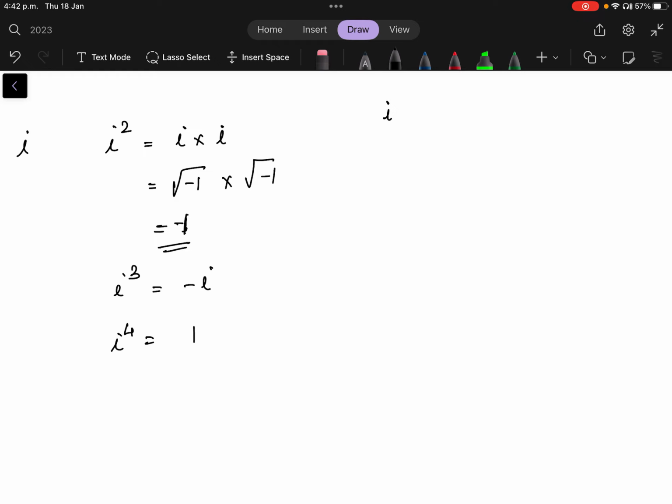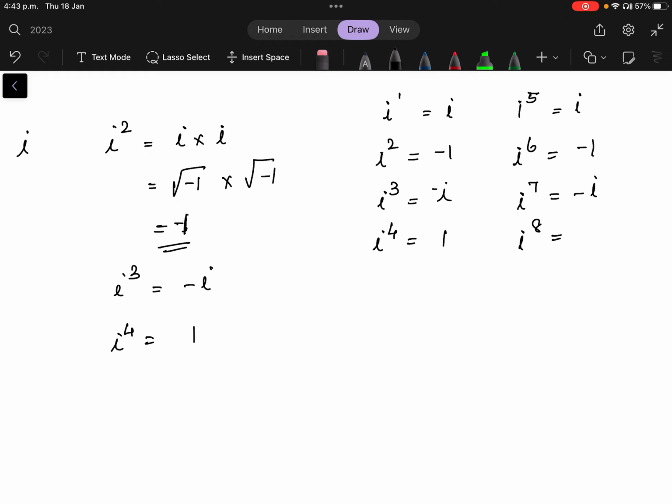So let me just write it properly. i to the power of 1 is i, i square is -1, i cube is -i, and i to the power of 4 is equal to 1. Now this pattern will repeat. For example, i to the power of 5 is again i, i to the power of 6 is -1, i to the power of 7 is -i, and i to the power of 8 is 1. This pattern will repeat as and when four numbers get added.